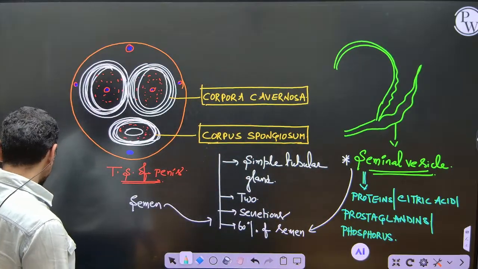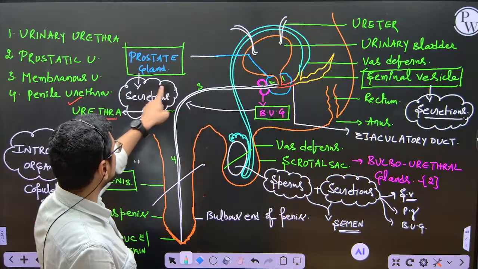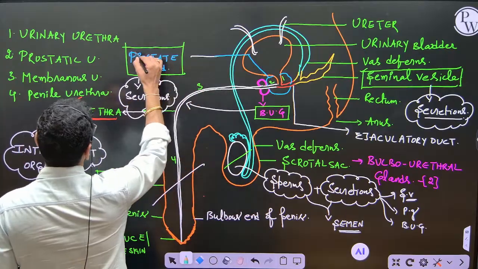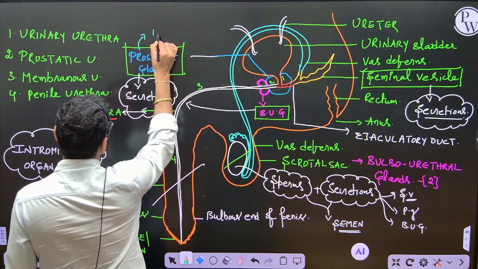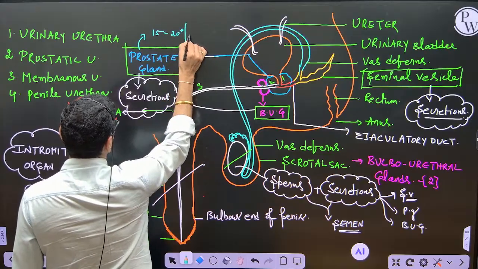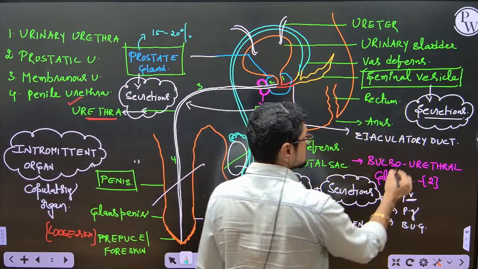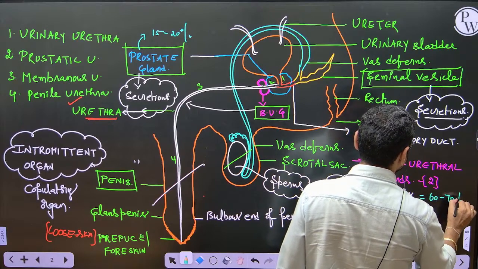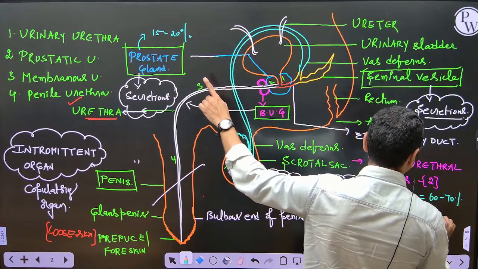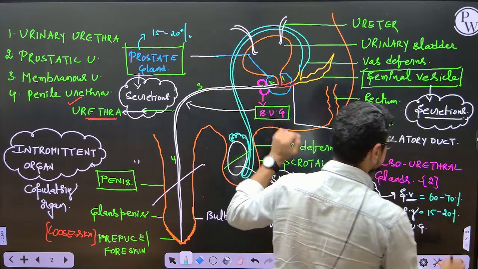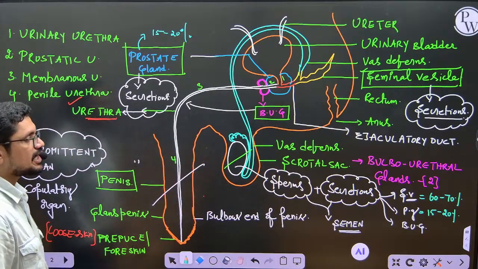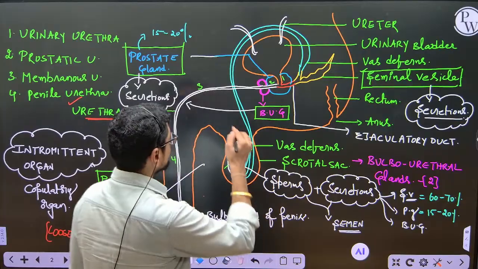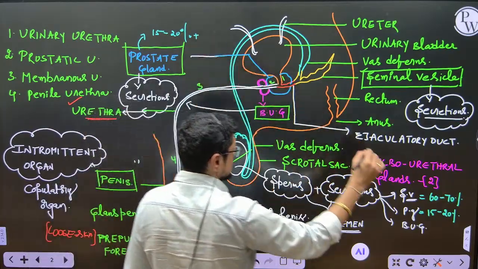And what are the other secretions here? The other secretions we have to tell are from the prostate gland. The prostate gland also produces some secretions. The secretions contributed by the prostate gland are around 15 to 20% of the semen. Seminal vesicle, already I told you, is 60 or 70%. Sometimes it may even go to 30% also.